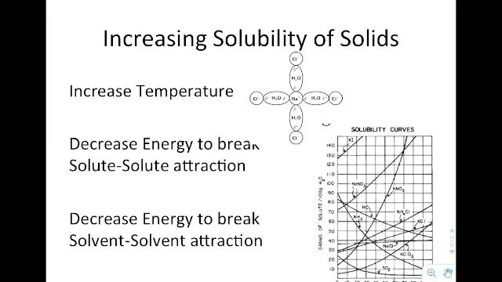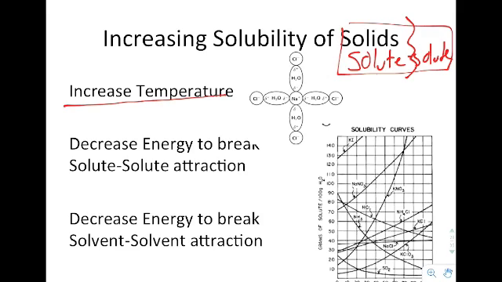Whenever you're trying to increase the solubility of a solid, there are a couple of different ways that you can do that. The first one is you can increase the temperature. Whenever you increase the temperature, you're increasing the initial energy that a substance has, and so it makes it easier for you to break the solute-solute and solute-solvent interactions. So whenever you do that, you're breaking this interaction and you're allowing the solute to now form with the solvent as opposed to the solute. Okay, so you're decreasing the energy required to break that. It also decreases the energy of breaking the solvent-solvent interactions.